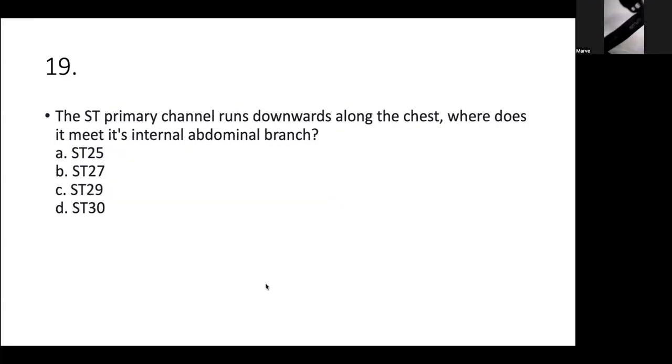The stomach primary channel runs downwards along the chest, where does it meet its internal abdominal branch? Stomach 30. Letter D. I found this point very, very effective, Stomach 30, especially for the rebellious chi of the chong, the penetrating vessel.